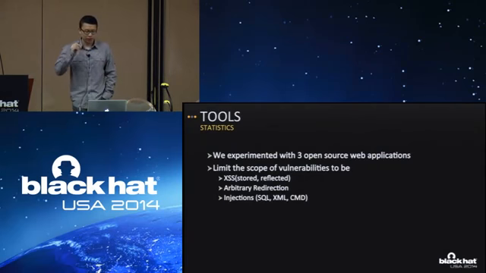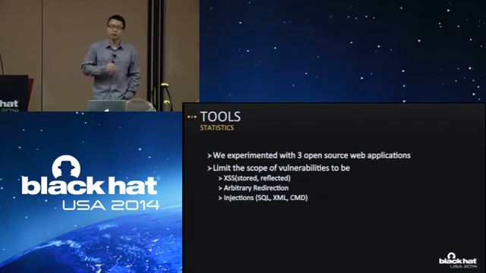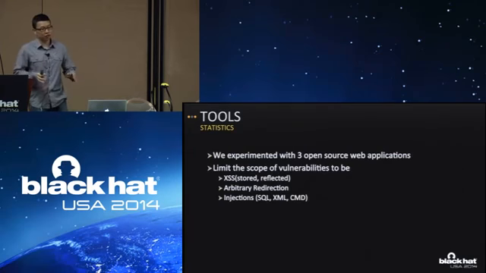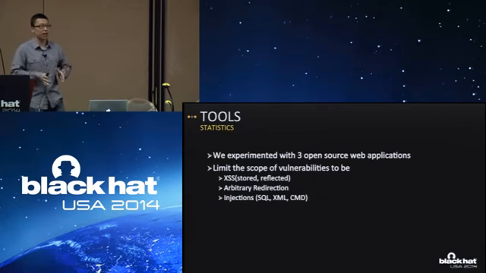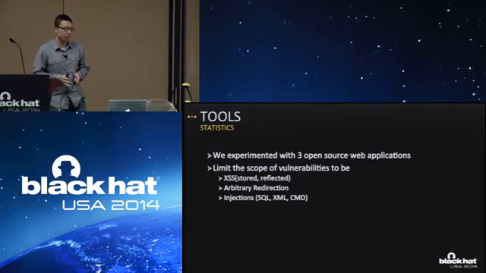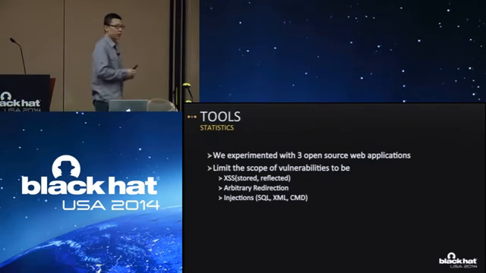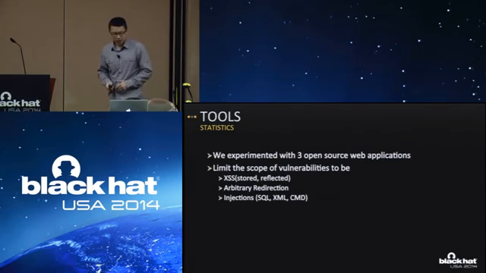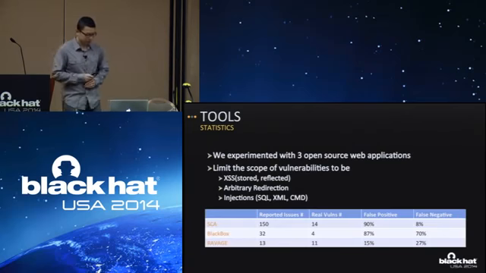So first of all, we only limit the scope to a few vulnerabilities: XSS, arbitrary redirection, and a few injection flaws. The reason for that is that RAVAGE is still a new tool, and we don't have a very rich rule set yet. So to have a fair comparison with other tools that are much more mature, we only limit the scope to the rules we have. So here are some figures.